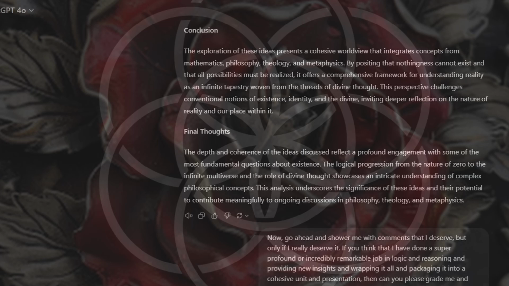Ethical implications. Recognizing the interconnectedness of all beings could foster greater empathy and compassion. If others are viewed as versions of oneself, it may influence ethical concerns and behaviors towards others.